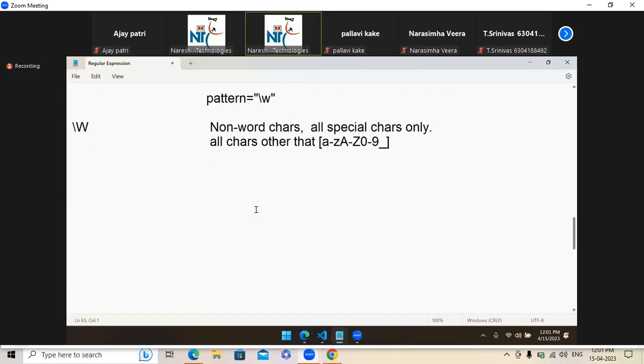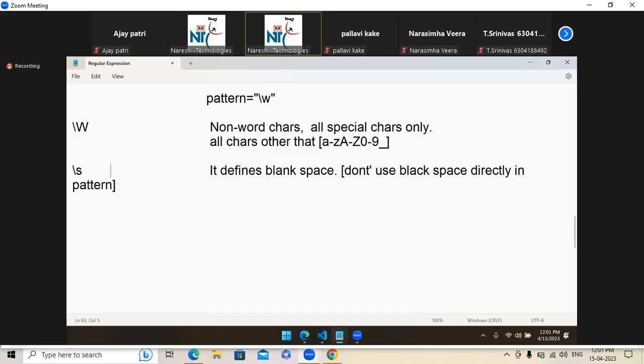Next important is \s. \s defines blank space. Actually, don't use blank space directly in a pattern. That's not supported. You should not use blank space directly in a pattern. We have to fill that with \s.